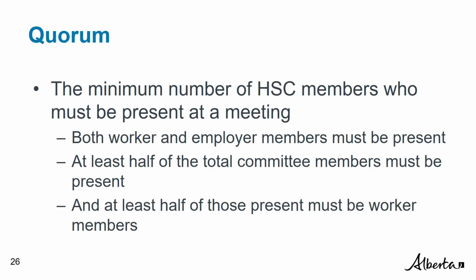Health and safety committee meetings must meet quorum, the minimum number required to make decisions to carry out valid business. To achieve quorum, both worker and employer members must be at the meeting. As well, at least half of the total number of the committee members must be present, and at least half of those present must be worker members.